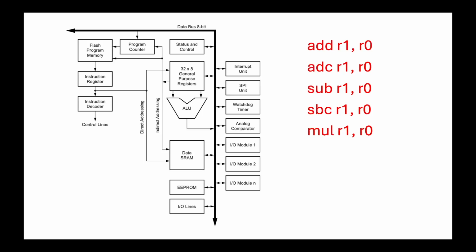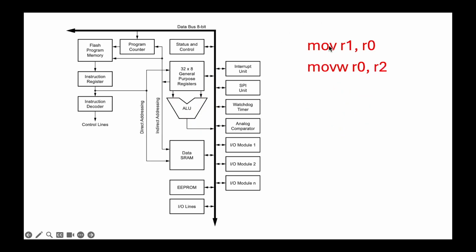On the right, we have some basic arithmetic operations like add with carry, subtract, subtract with carry, or multiply. In all of these instructions, the left operand is the destination operand, and both are source operands. So they are going to go through the ALU, and the results will be written back to the general purpose register.